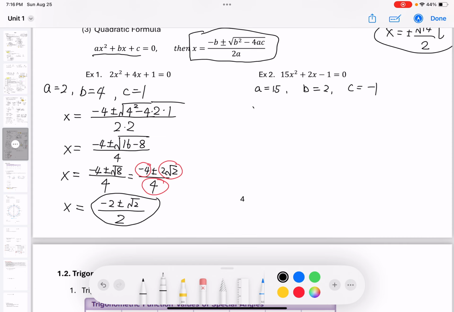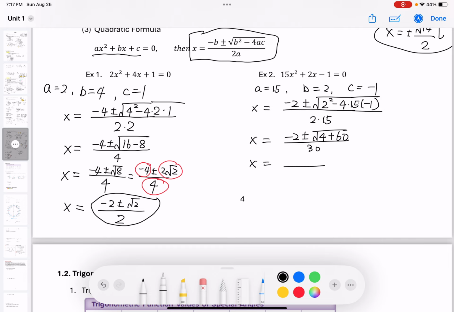Okay, let's plug a, b, c into the formula. On the top, we have -b, -2, plus or minus square root of b squared, 2 squared, minus 4ac, 4 times 15 times -1. Please bring your parentheses with you. All divided by 2a, 2 times 15. Then we simplify the expression: -2 plus or minus square root of 4 plus, doing the multiplication, 60, all divided by 30. x is equal to -2 plus or minus square root of 64 over 30.